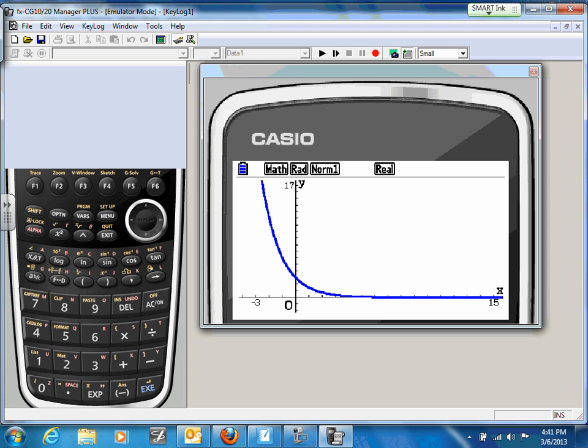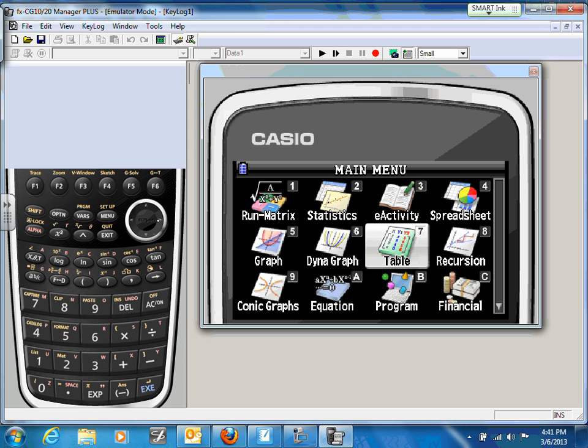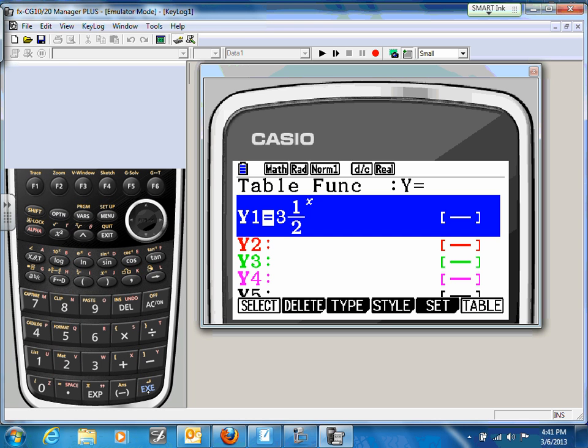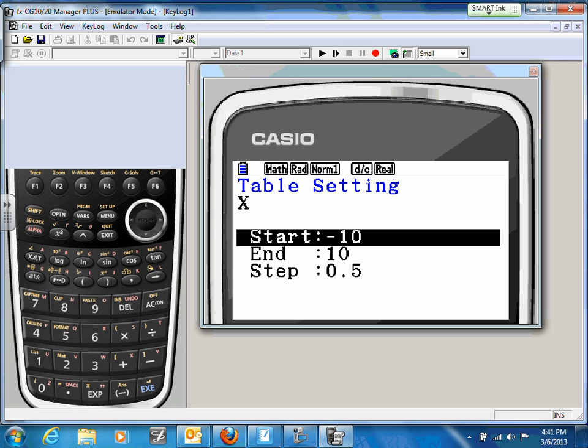Now notice as x decreases, y increases. As x goes to the right, y goes to the right, or actually goes closer to 0. So what I want you to get in the habit of doing is going from there to number 7, which is table. Put in the same equation, set. All right, let's go ahead and set it up.